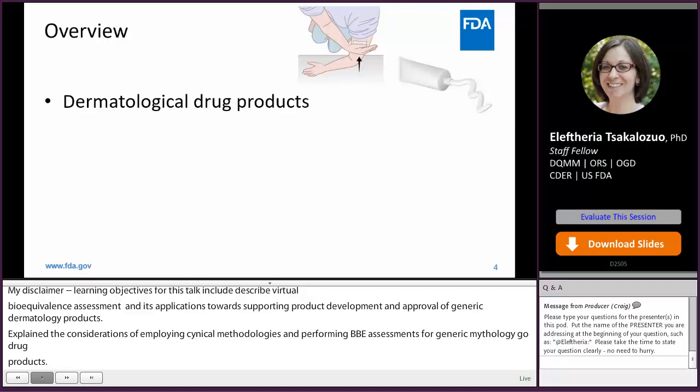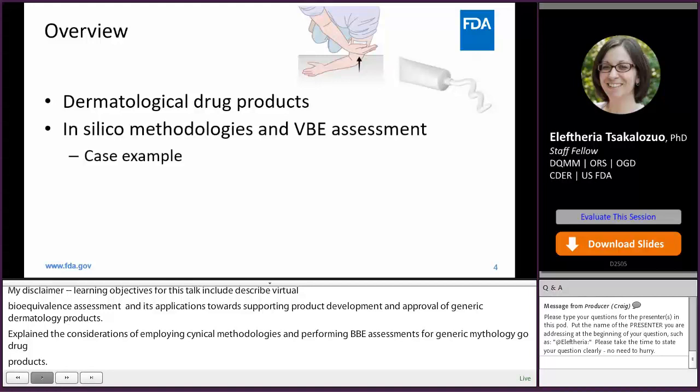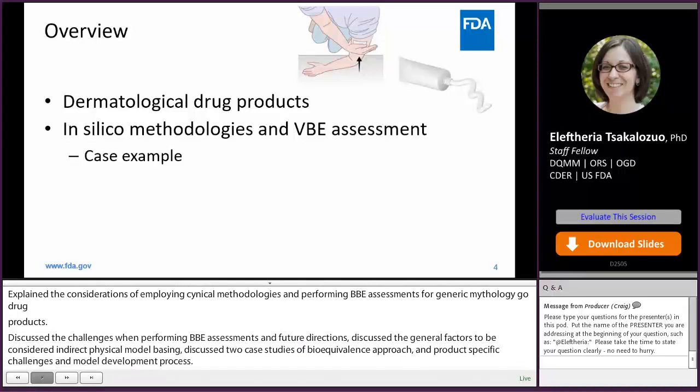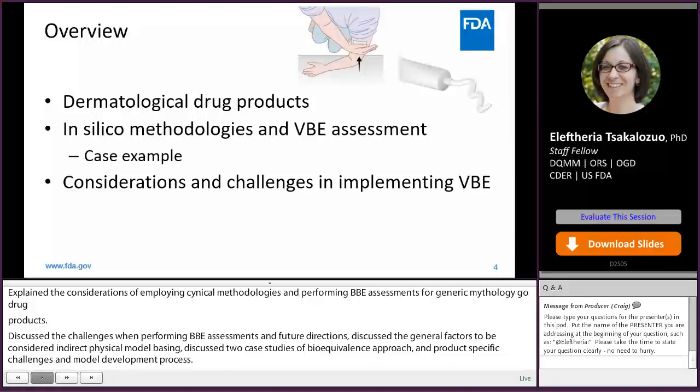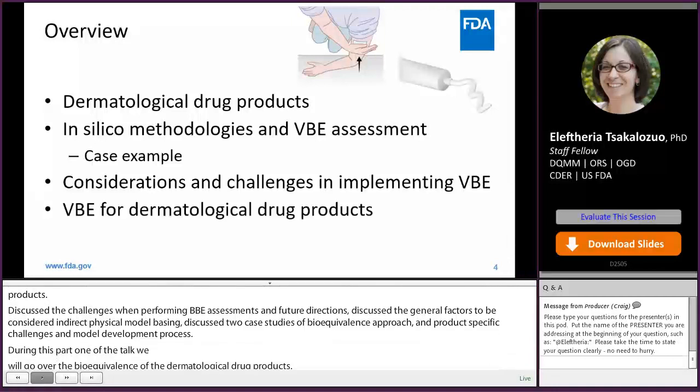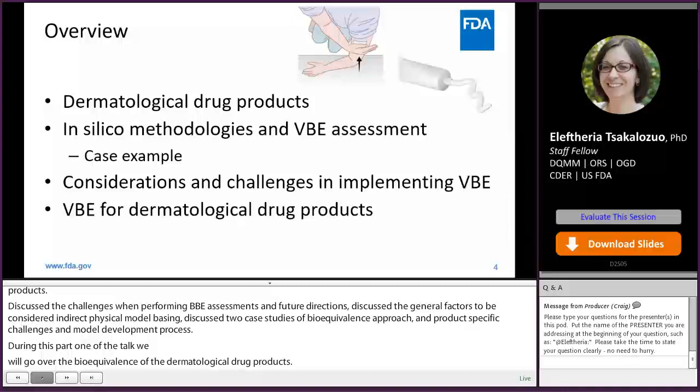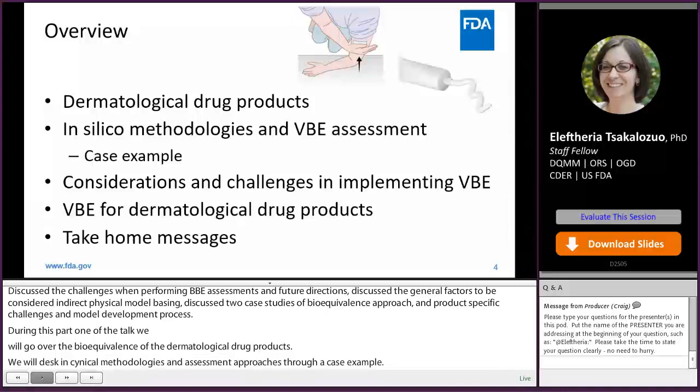During this part 1 of the talk, we will go over the Bioequivalence Recommendations for dermatological drug products. We will discuss in silico methodologies and virtual bioequivalence assessment approaches through a case example. We will discuss considerations and challenges in implementing virtual bioequivalence. We will talk about how virtual bioequivalence is important and useful for dermatological drug products, and we will end with take-home messages.